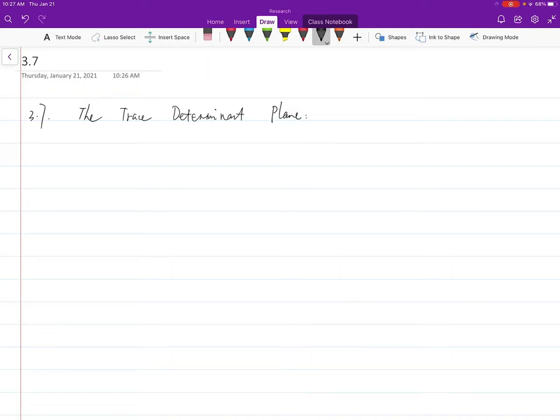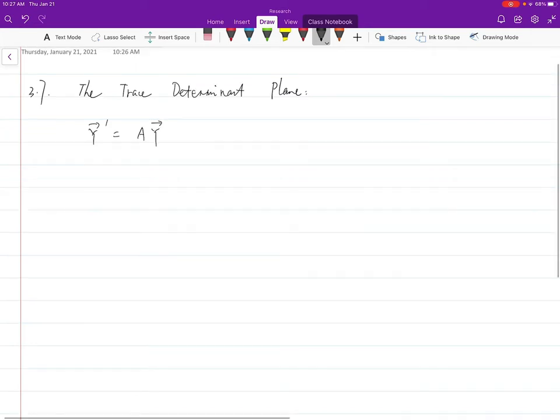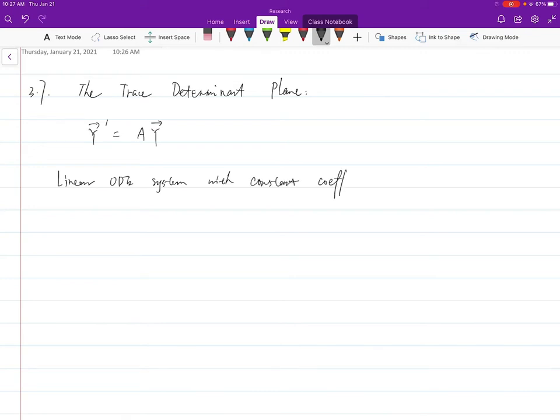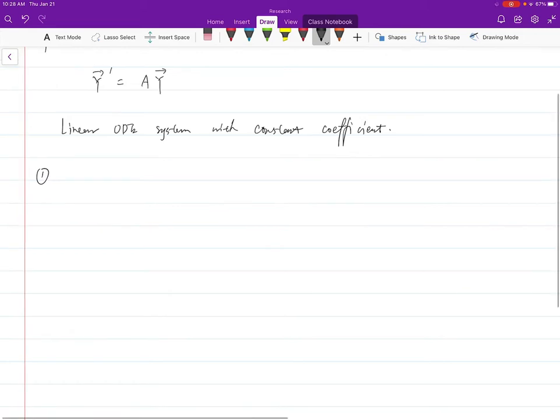All right, let's continue with what we had before. So far in chapter 7, we were trying to study something which can be written in the matrix form. So we're solving something called a linear ODE system with constant coefficients. And we know that we need to differentiate the cases according to what kind of eigenvalues and eigenvectors we got from the matrix A.